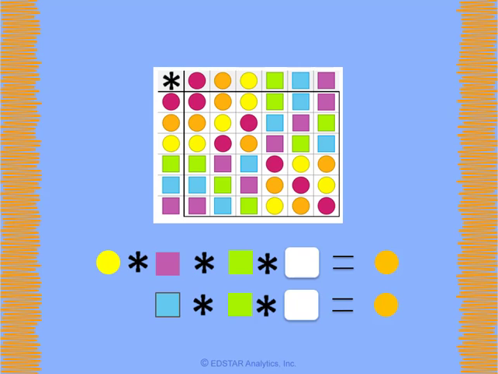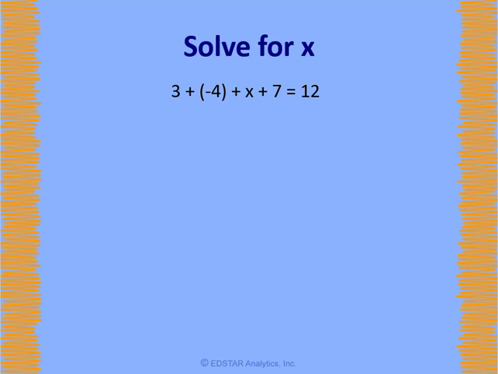In the end, the answer was red circle. We know this because blue square star green square equals orange circle. And what star orange circle equals orange circle? The identity element. And in this table, the identity element is red circle. In algebra, when we solve an equation for x, we are doing it the exact same way you just did that last problem. We're using the properties.